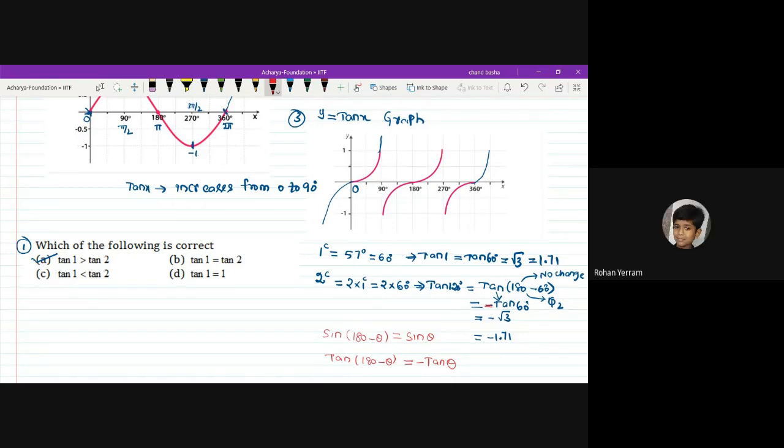Sir, in the y equals tan x graph, for 90 degrees there are 2 points, right sir? Where we have 2 points at 90 degrees, it goes on infinitely. Upper side, no limit. It goes below also infinitely. How do we know if it's negative or positive, sir? There you have written 2, sir. Neither negative nor positive, sir.